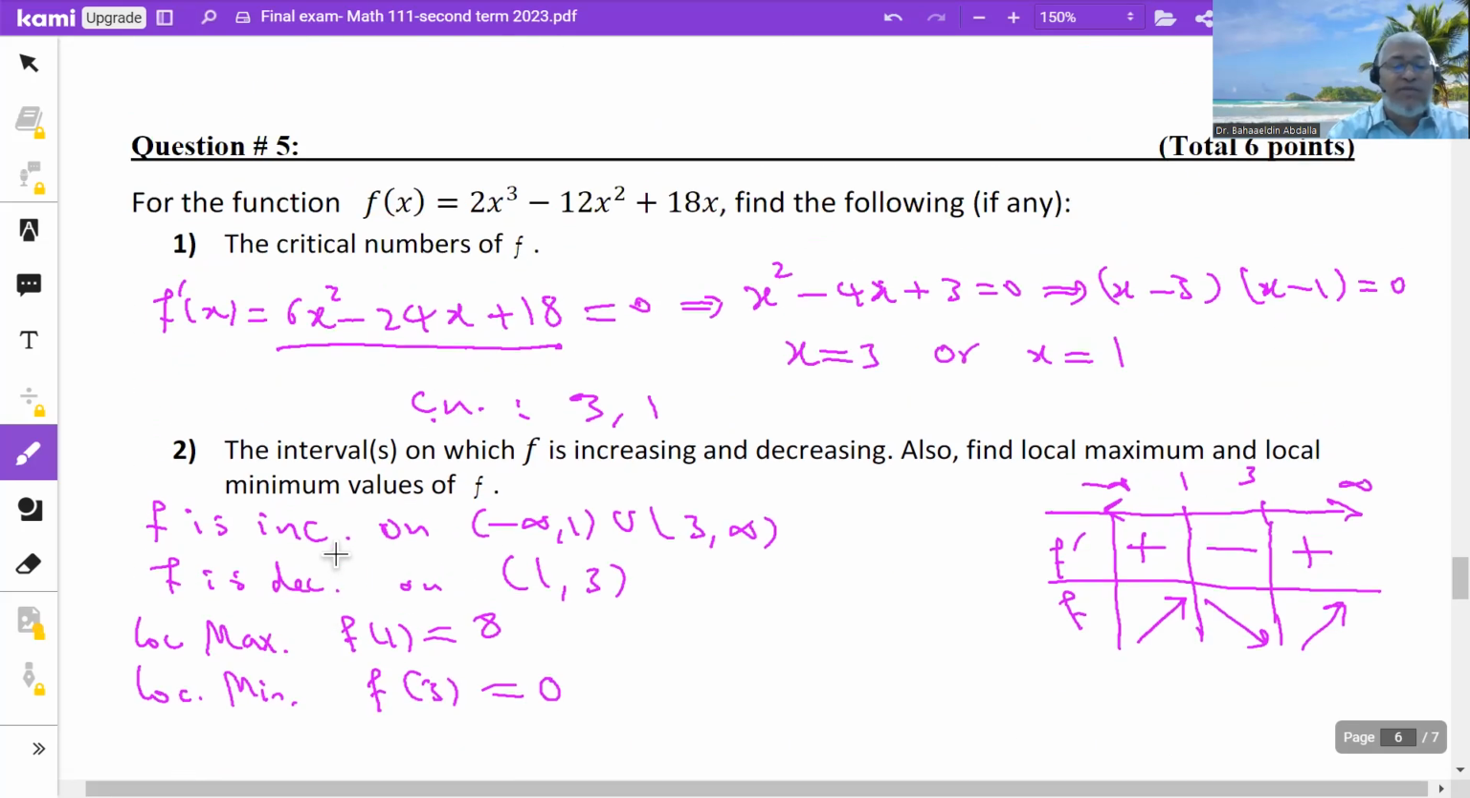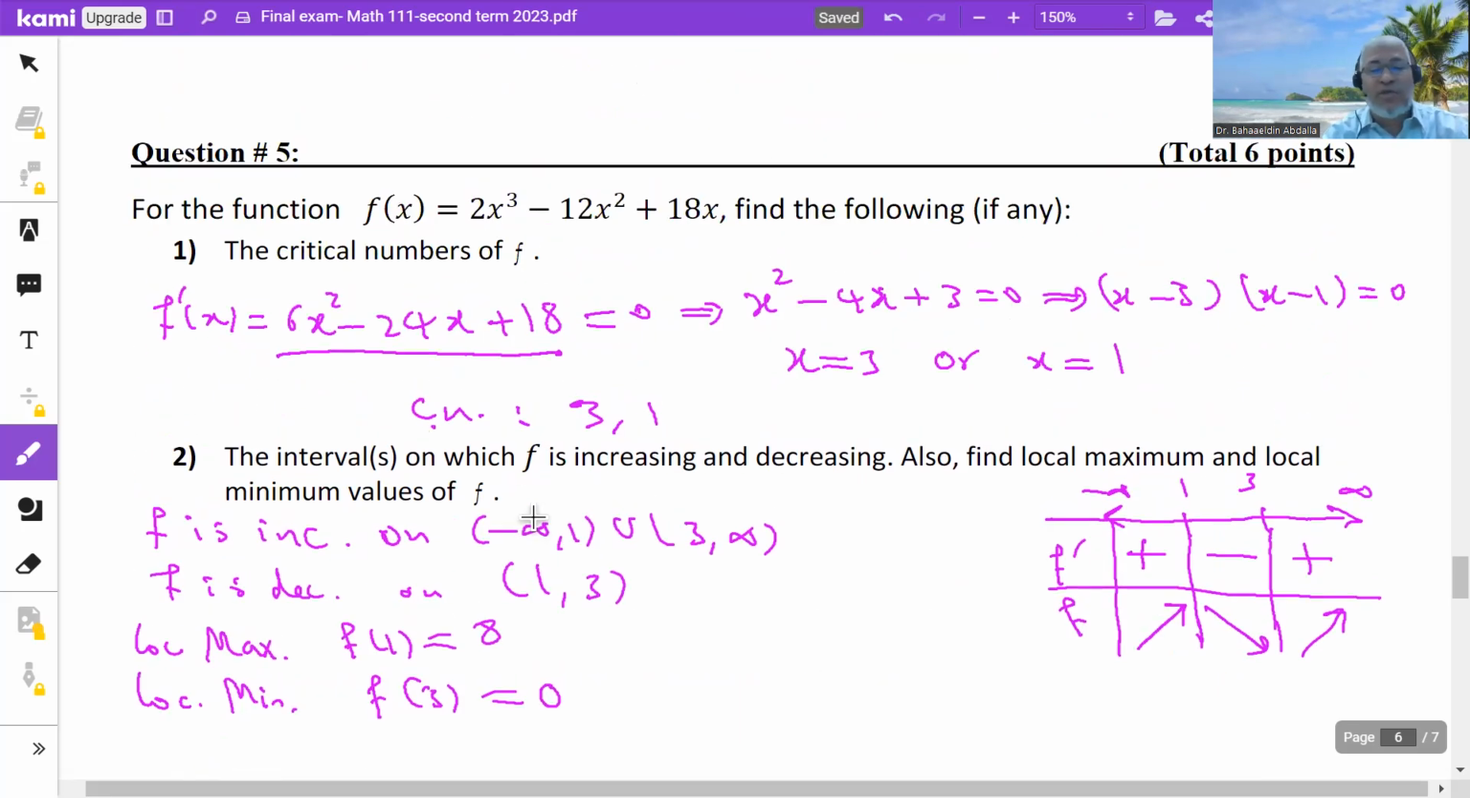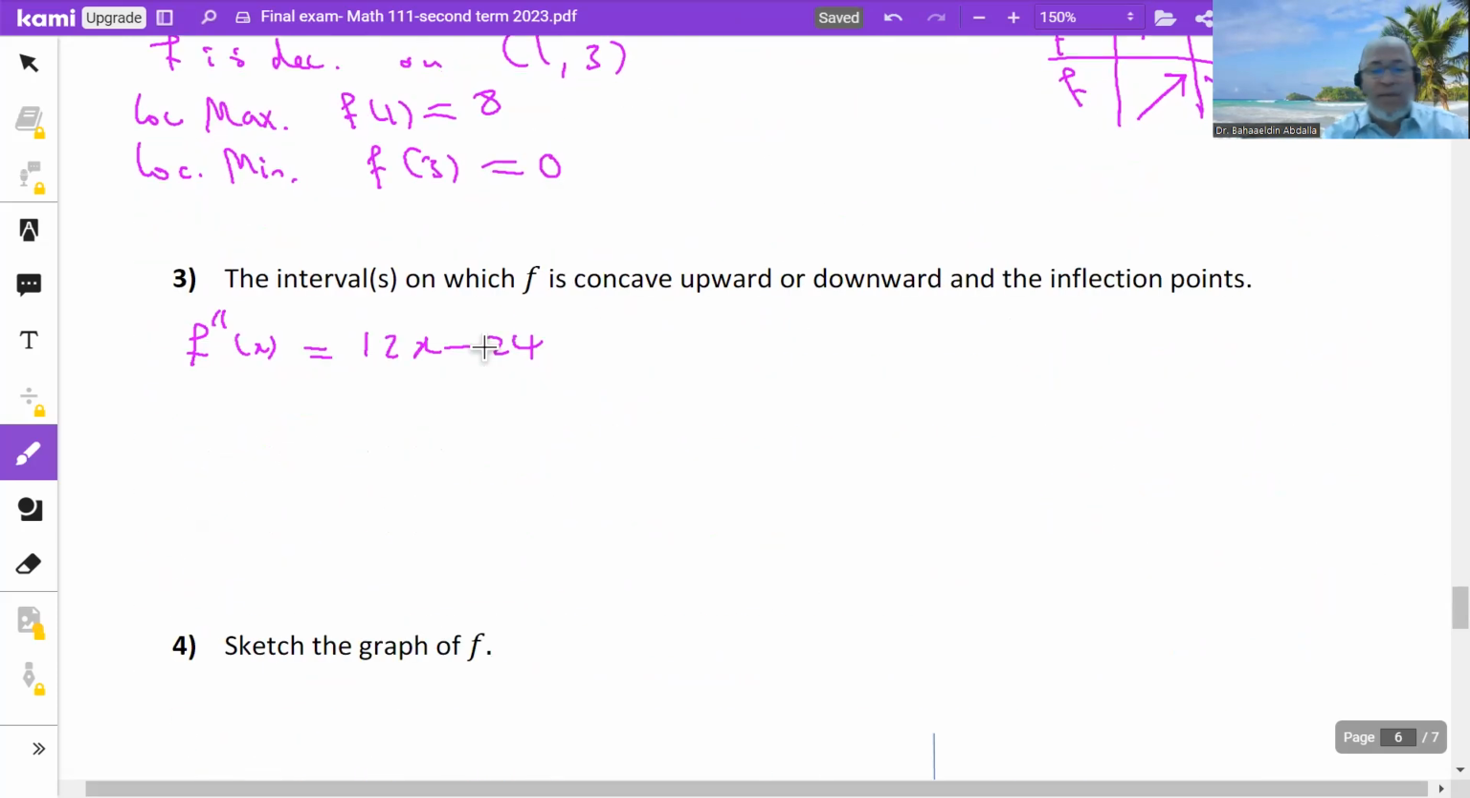So that's the first derivative. Let us differentiate again. So 12x minus 24, and the derivative of 18 is 0. So 12x minus 24, that's the second derivative. Now we set it equal to 0 and find the zero of f double prime. So 12x equals 24, or x equals 24 over 12. That's 2.